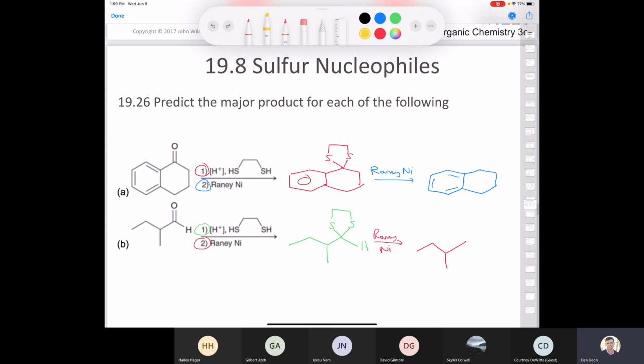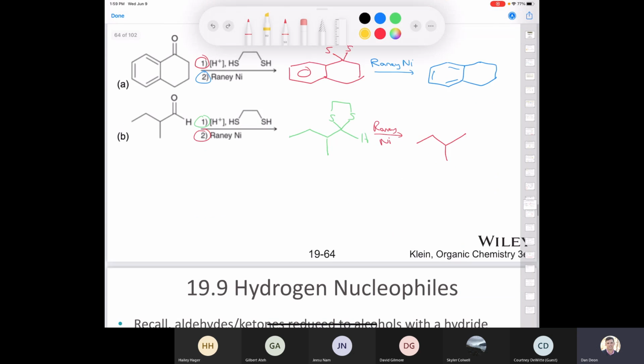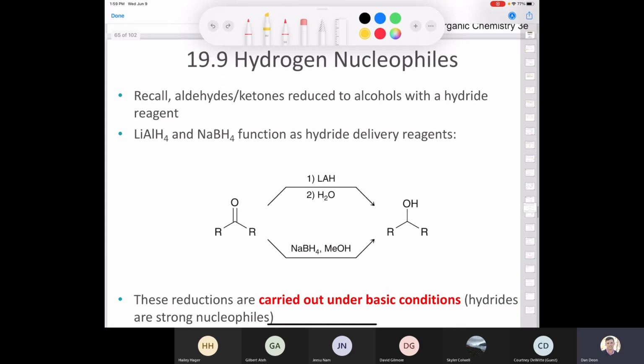I want to talk to you about one more section before we take a break, and that's the section on hydrogen nucleophiles. The reason is because it says here, recall. That's a politically correct way of saying we've covered this already. We covered this way back in Organic Chemistry 1. I just want to refresh your memory. We covered this in Organic Chemistry 2, but more towards the beginning of the class in the section on alcohols, which would have been chapter 12.